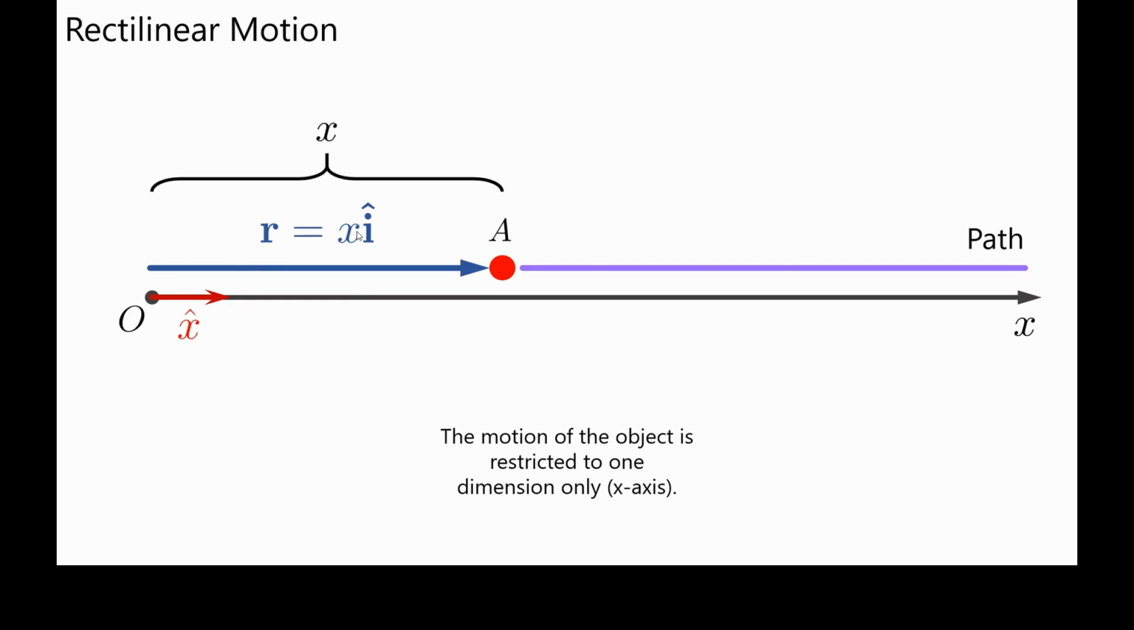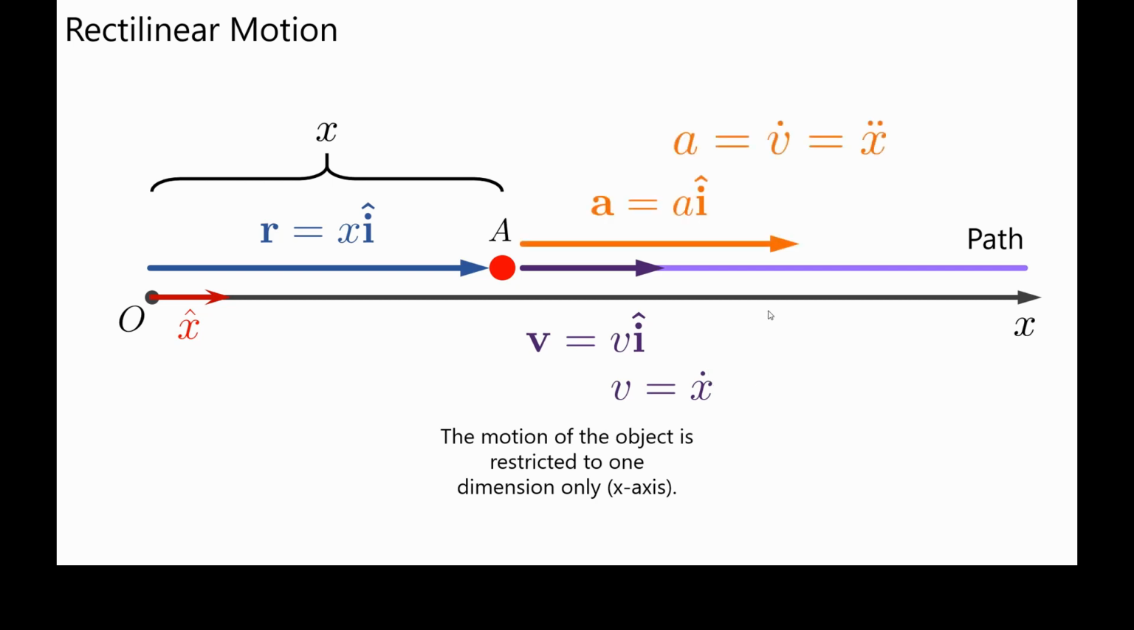You have this point A, and then the position vector would be r is equal to x i hat, and this red dot is following a certain path, this violet path. And the magnitude of that position vector would be your x. How far is your red dot from the origin? And if the object is moving towards the positive x-axis, then that would be v i hat only. It has only one component because we are in one dimension only, one-dimensional motion. Which is also the same as x dot, the derivative of your position vector with respect to time.